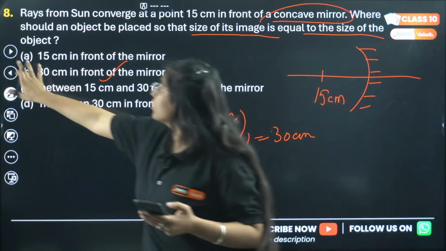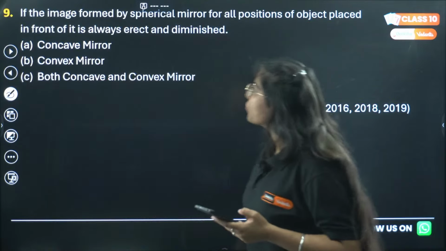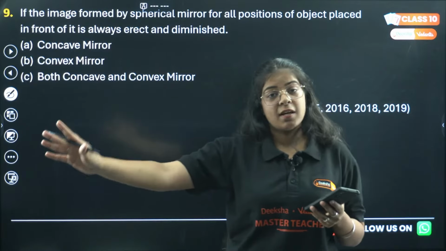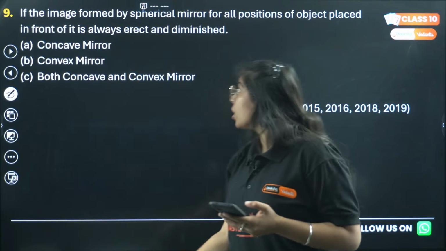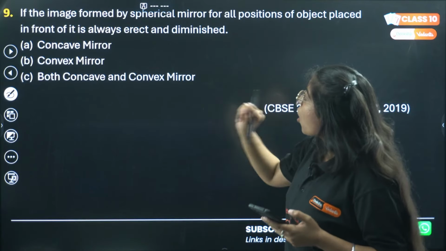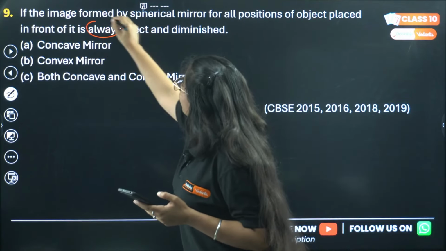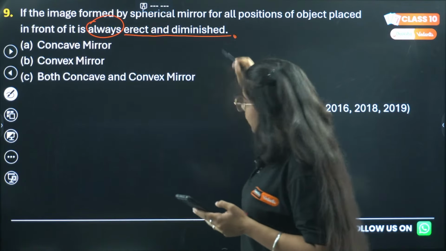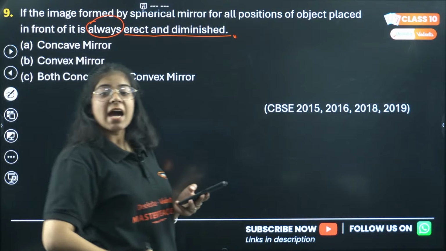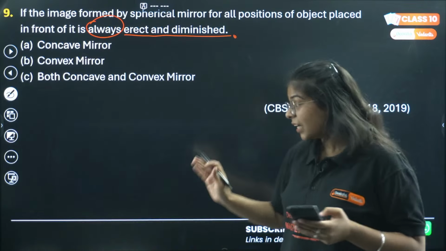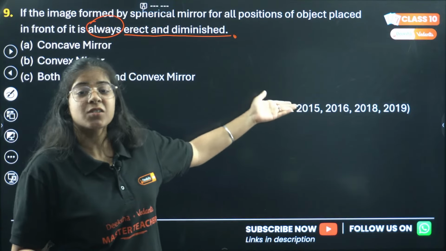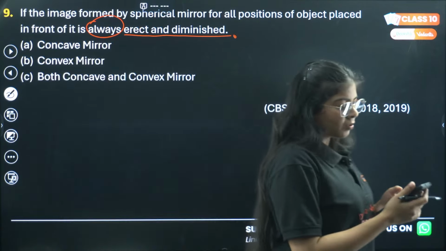Okay, moving on to the next question. If the image formed by a spherical mirror for all positions of object placed in front of it is always erect and diminished, which mirror always produces diminished as well as erect images? See the amount of times this question has been asked, and it is the easiest question in physics, in optics, let's say.